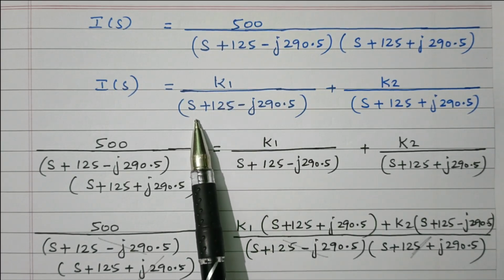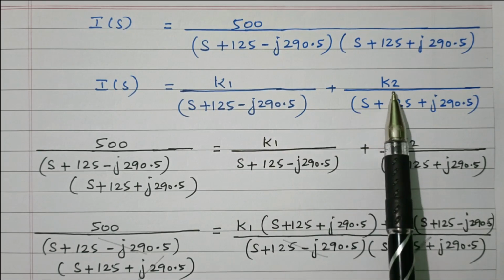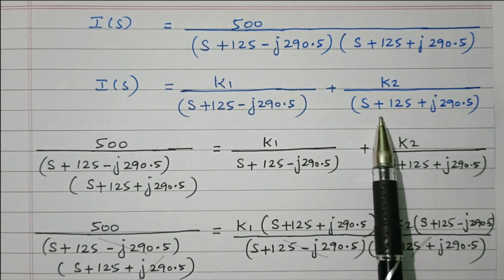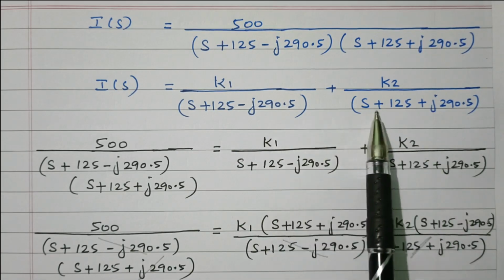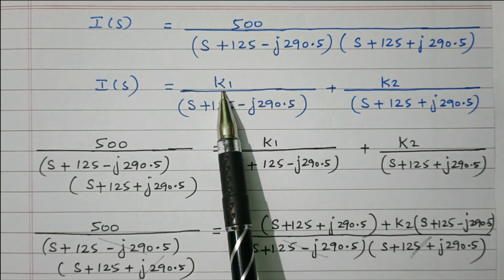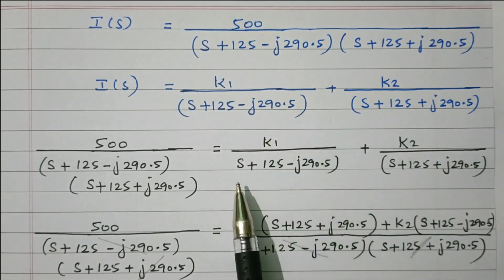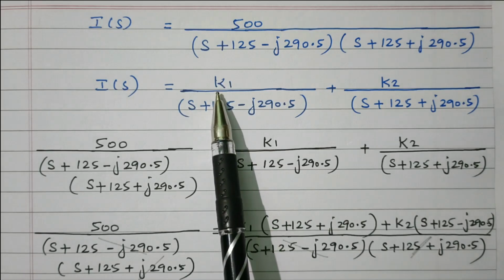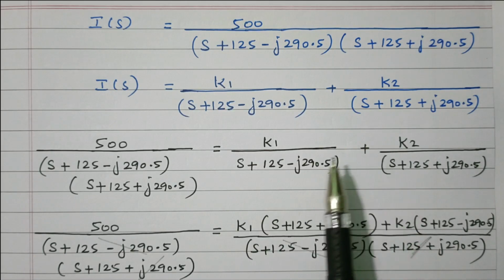K1 divided by S plus 125 minus J 290.5, plus K2 divided by S plus 125 plus J 290.5. So for these two terms we need to find K1 and K2. After finding K1 and K2, we can easily take the inverse Laplace transform. So the next step is we need to find the K1 and K2 values, thereby we can take the inverse Laplace.